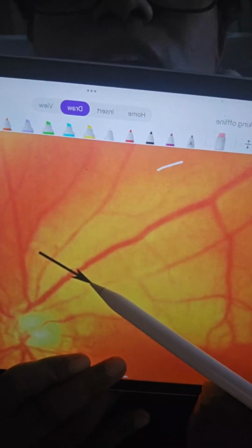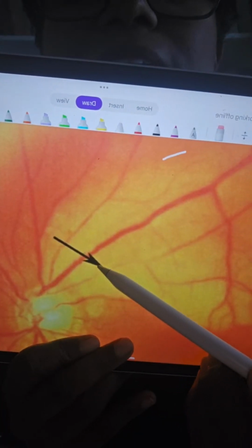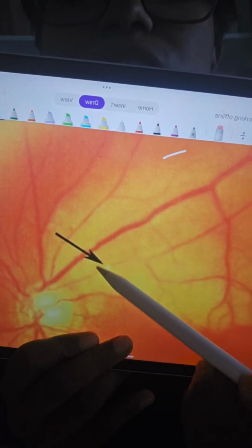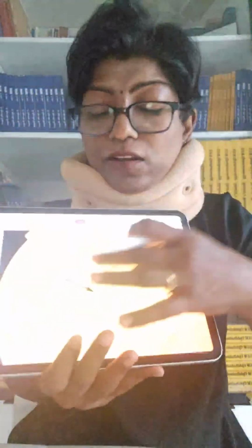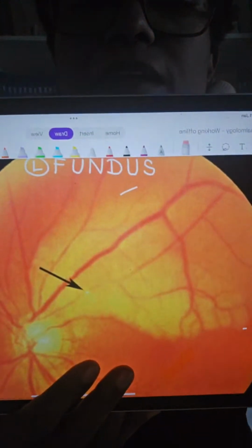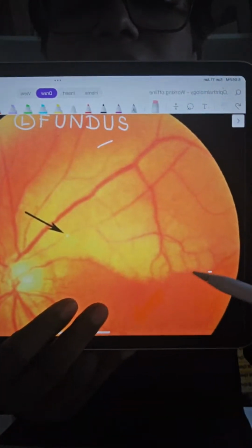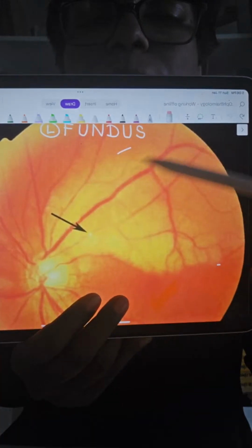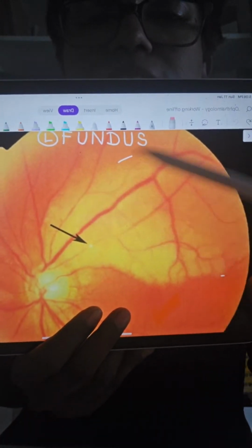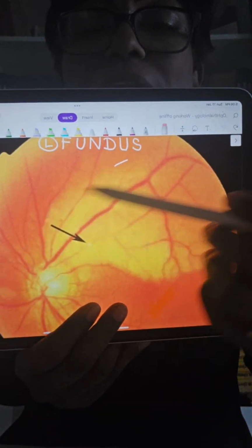So this is occluding one retinal arteriole, a branch. So this is a BRAO, okay, branch retinal arterial occlusion. Yes, clear everyone? So this is a branch retinal arterial occlusion. This one is typically a superotemporal quadrant, yes, which is affected. Which part of the retina is affected?